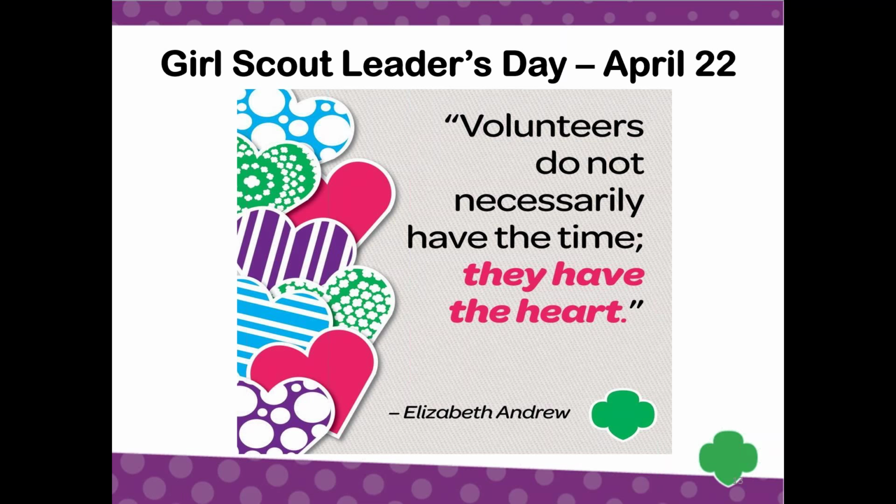oftentimes our service units will have recognition events at the end of the Girl Scout year. A lot of times, around May, they'll have maybe a potluck dinner, or all the leaders will go to a restaurant or do something just to acknowledge each other. And so, if you have that opportunity, please participate, because it's a great way to get to know other leaders in your area. And you know what, I'll tell you, they are the best resource as you're starting your troop and getting going with everything.